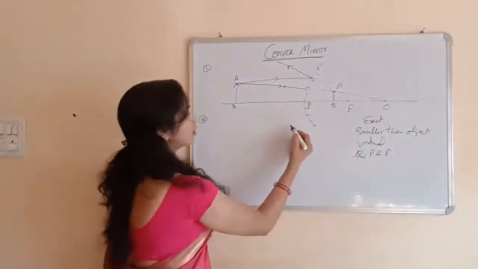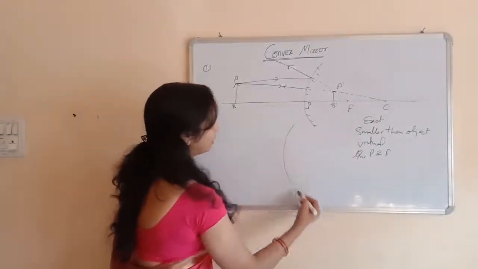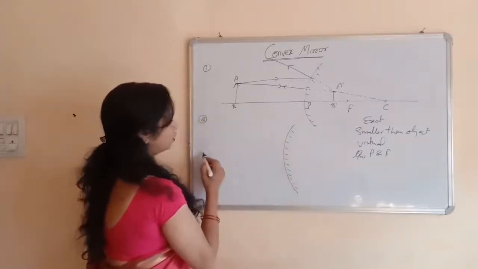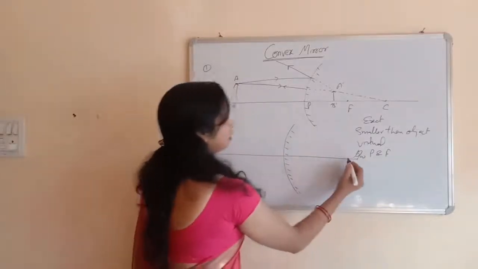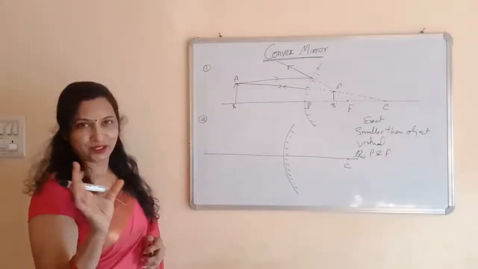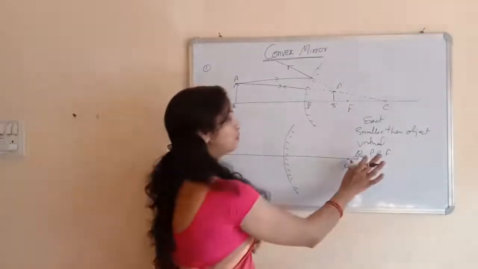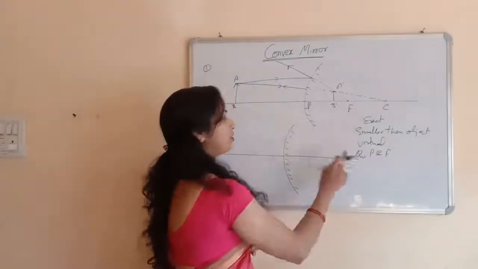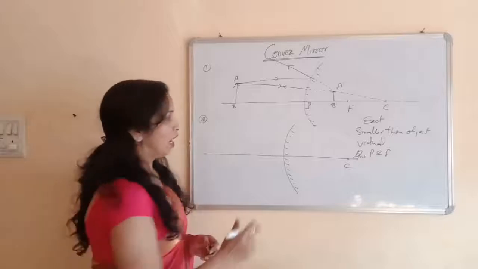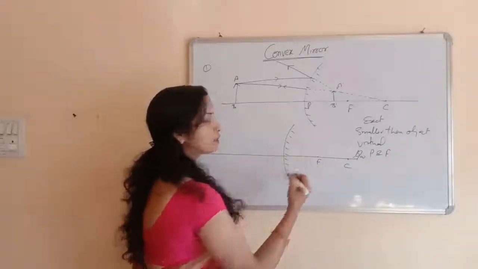Now the second one. We are placing the object at infinity. So again you will use a compass and a scale for making the convex mirror. This is the center. Again, the center which we use for making the arc is the center of curvature. And half of this is the principal focus.